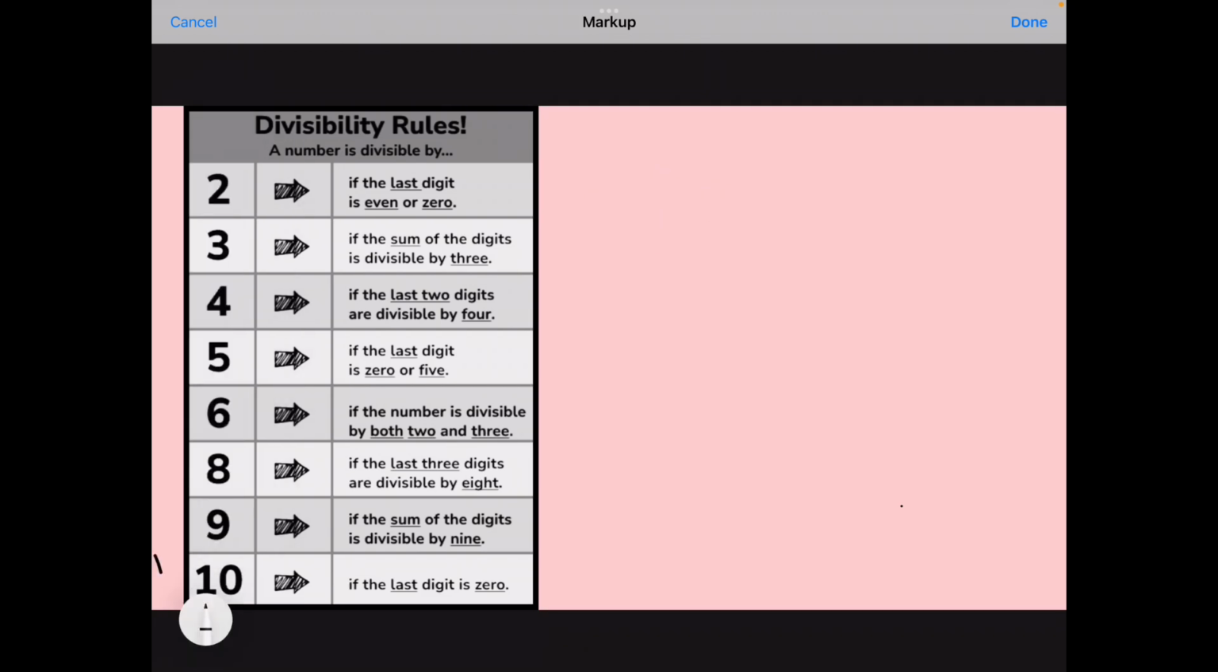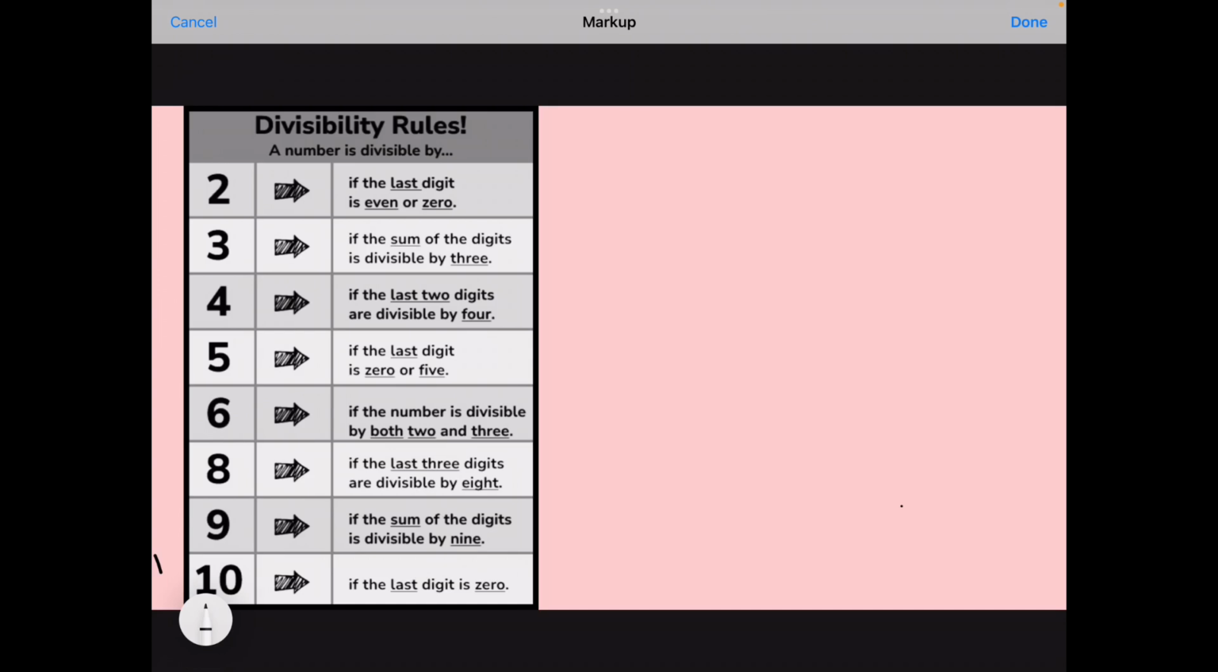For the number 5, pretty simple. If that last digit is a 0 or a 5, then automatically that number is divisible by 5. For number 6, this one's a little bit interesting. If the number itself is divisible by both 2 and 3, then it's also divisible by 6.